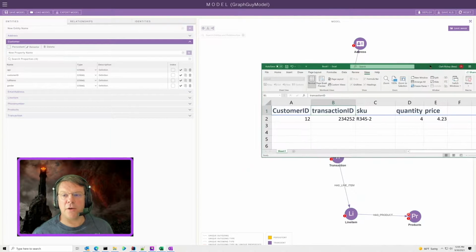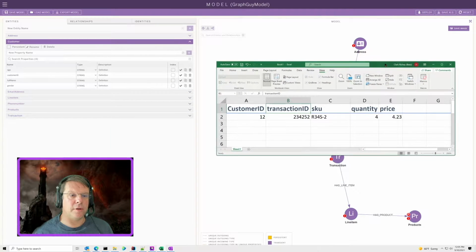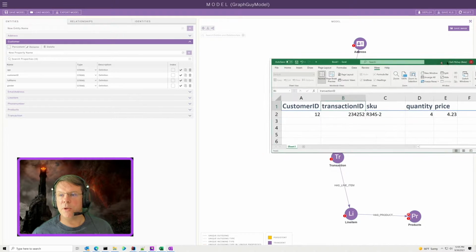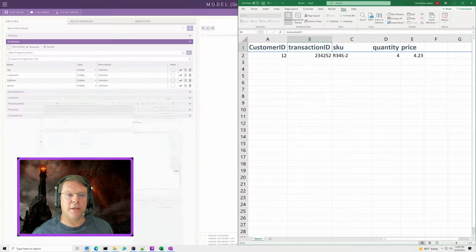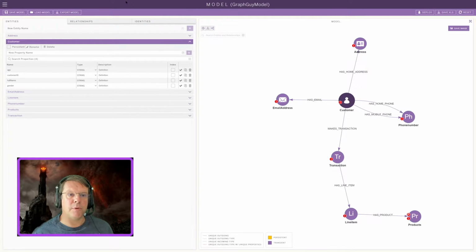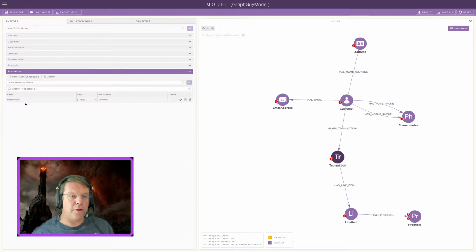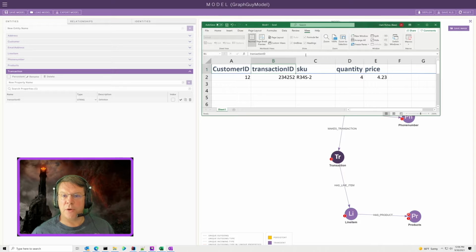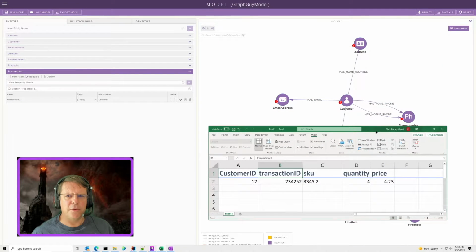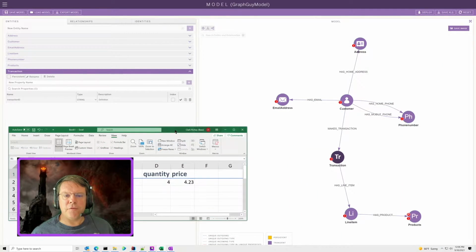But here, in our graph database, we don't have that, right? What we have is me being unable to properly manipulate windows, but that's okay. So if we look again at transaction, it's only the transaction ID in there. We don't have that SKU in there. So that confuses a lot of people.